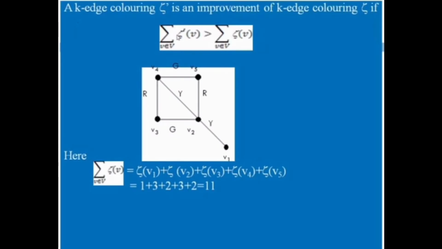A K-edge coloring script C dash is an improvement of the K-edge coloring script C if the sum of colors represented at every vertex under the edge coloring script C dash is always greater than the sum of colors represented at every vertex under the edge coloring script C.